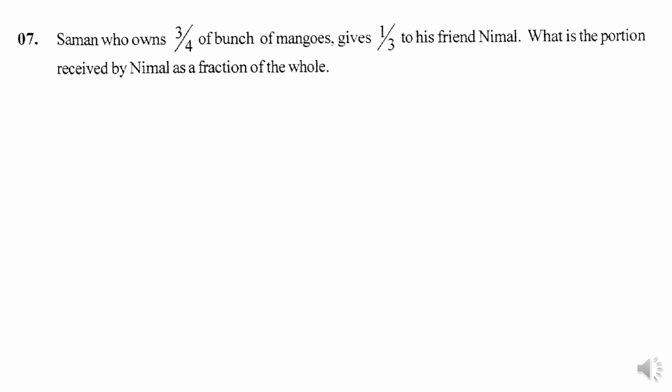Someone who owns 3/4 of a bunch of mangoes gives 1/3 of it to his friend Nimal. What is the portion received by Nimal as a fraction of the whole? Someone owns 3/4 of the bunch and he gives 1/3 of the 3/4 of the bunch. Now we have to find the portion received by Nimal, and portion means the portion of this bunch of mangoes.